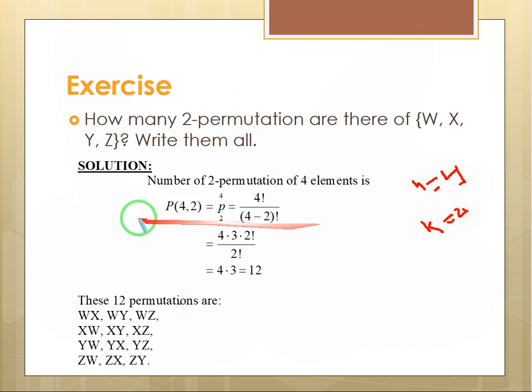So your formula is n permutation k, where n is 4 and k is 2. So 4 factorial divided by 4 minus 2 factorial. Simplify it: 4 multiply 3 multiply 2 factorial, and the 2 factorials cancel each other. So this is your answer. Now how can we make the permutations? We can make wx, wy, wz, xw, xy, xz, and so on. At the end we have 4 multiplied by 3, which is 12. We have 12 combinations.